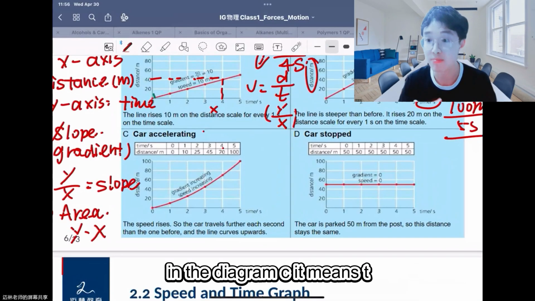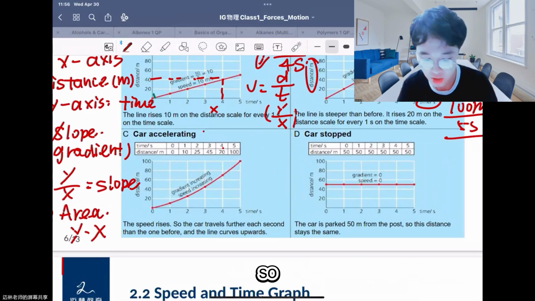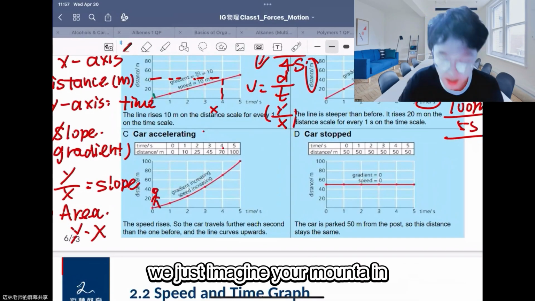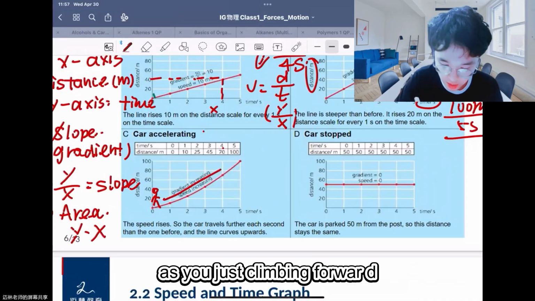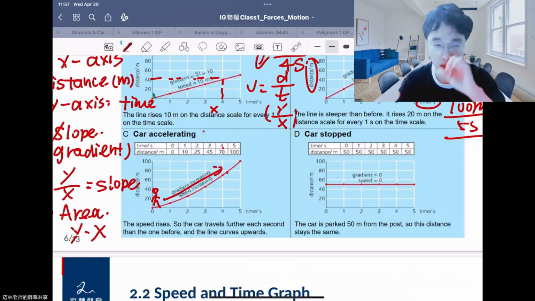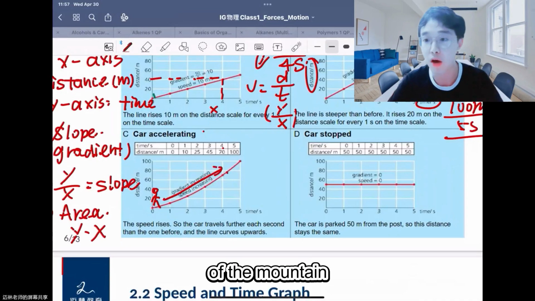In diagram C, the car is accelerating. So just imagine you're on a mountain, climbing forward to the top, or to the crest of the mountain.